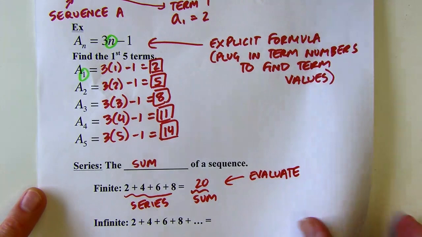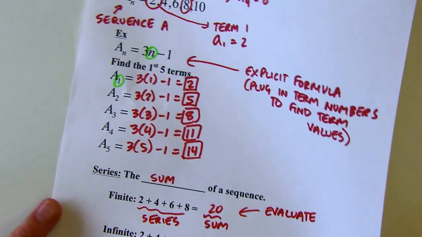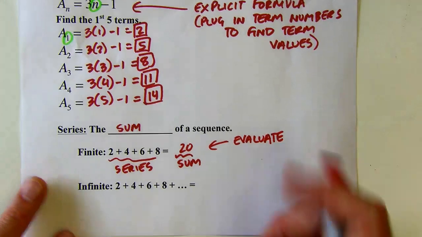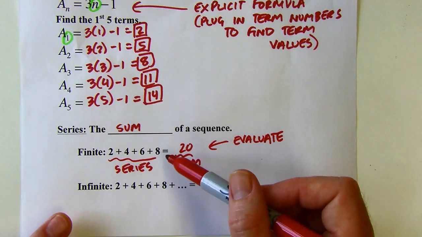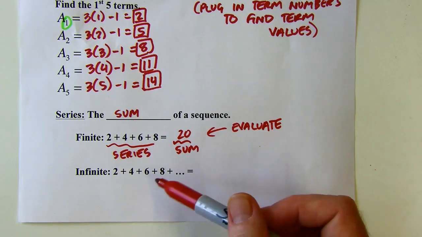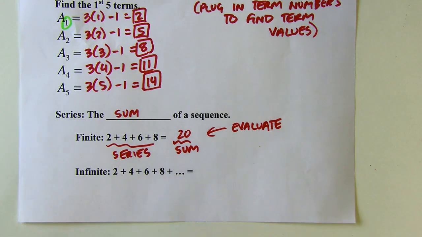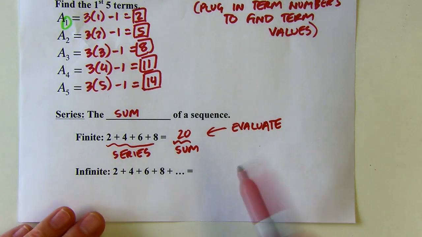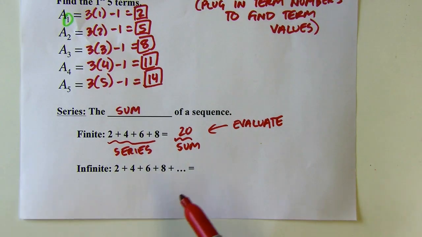Okay. Now, really, at this point, we can only evaluate series if they're finite, if they end. This is going to be infinitely large. There are certain series that we can evaluate that are infinite, but we'll get to that later in the chapter. Okay.